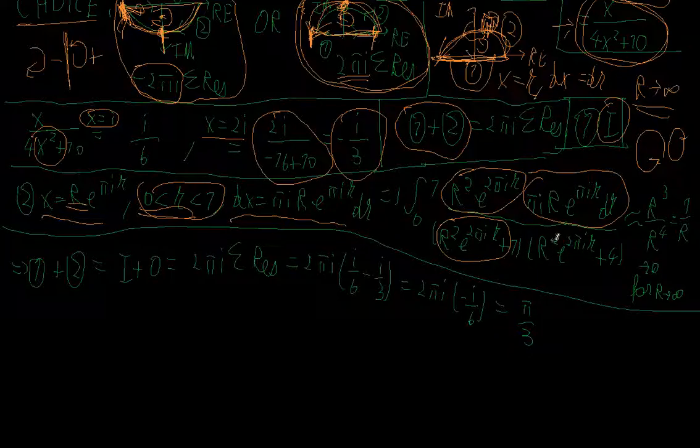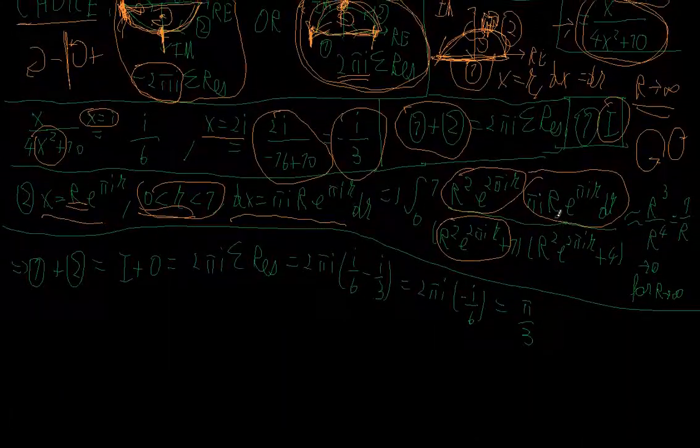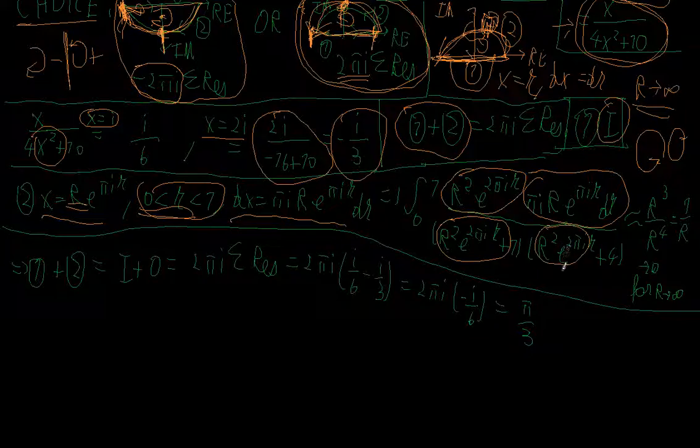And here we have also x squared, so r squared e to the 2 pi i t plus 4. And so that is roughly equal to r to the third power over r to the fourth power, because we have an r squared here plus an r here from the dx.